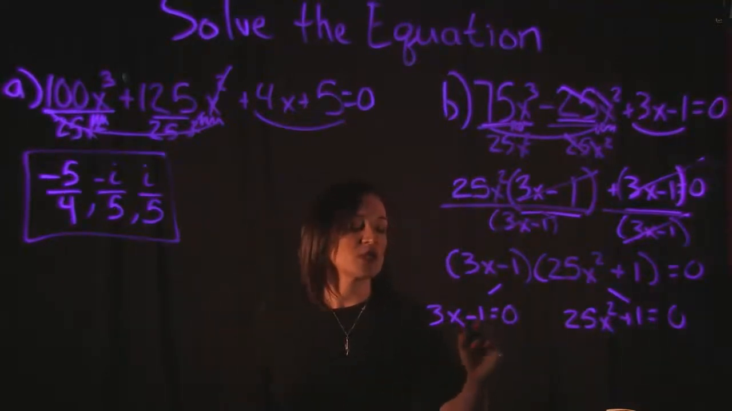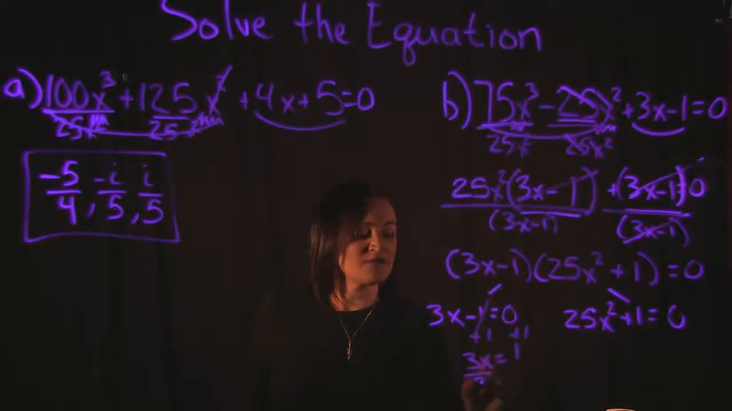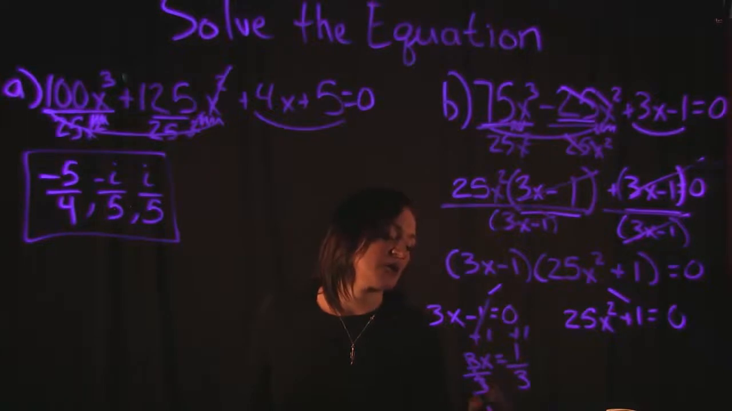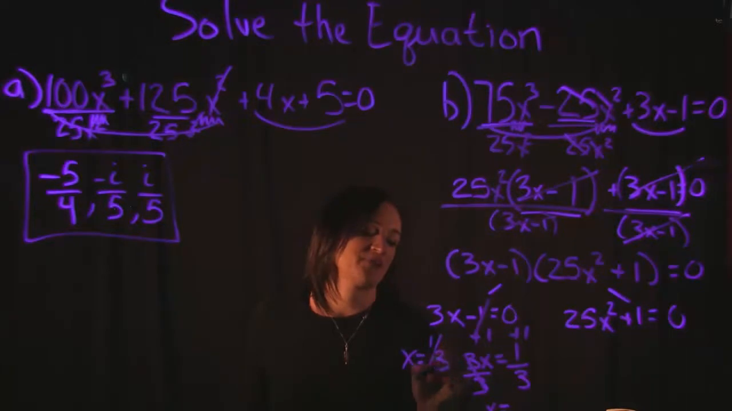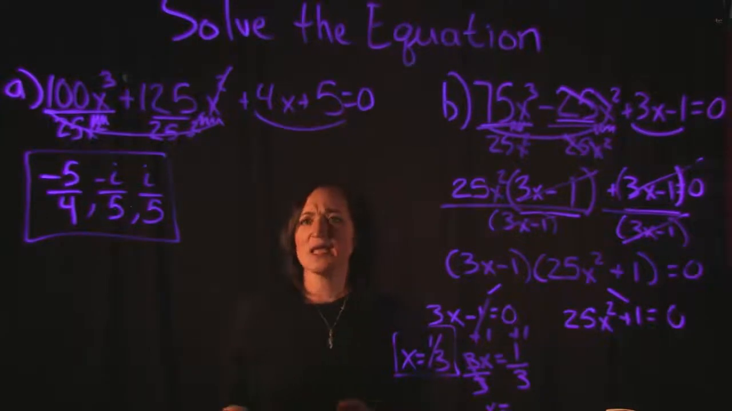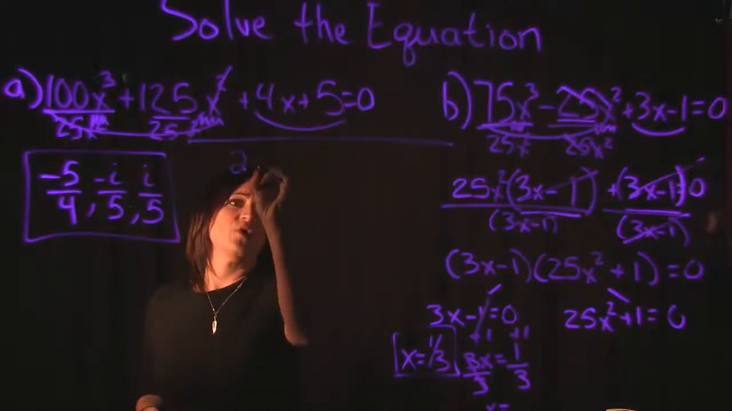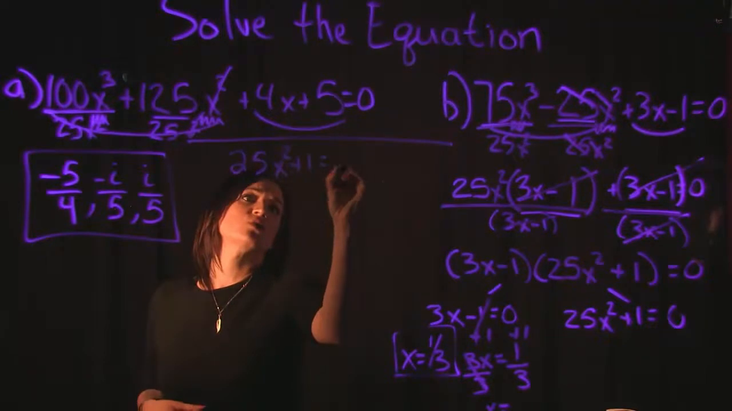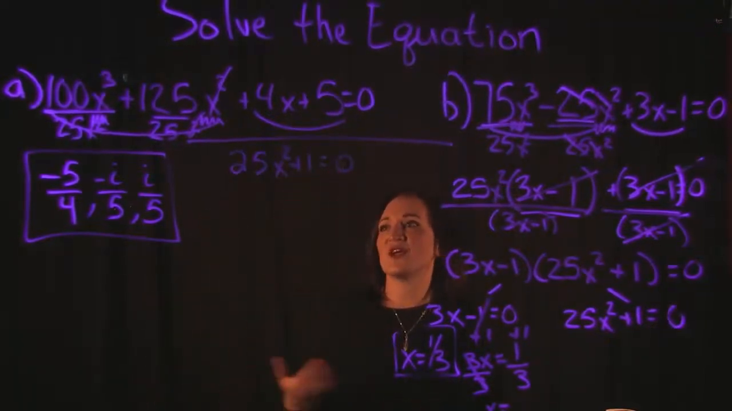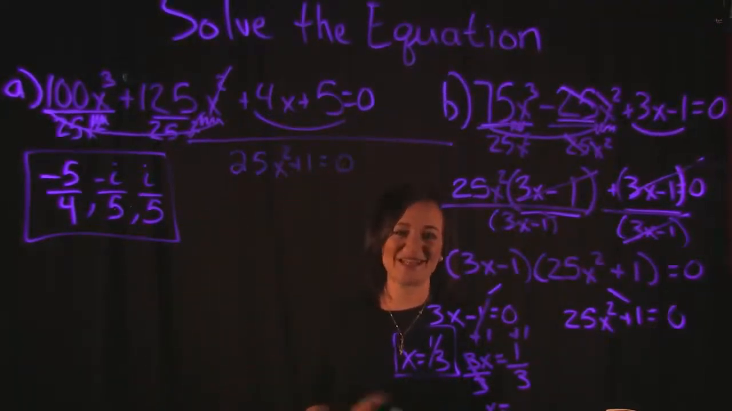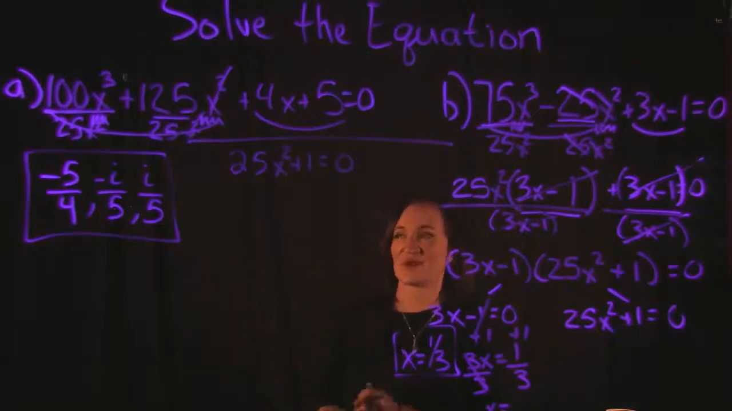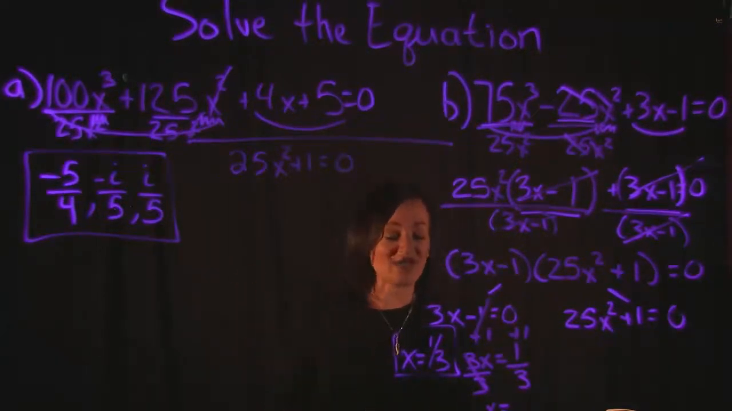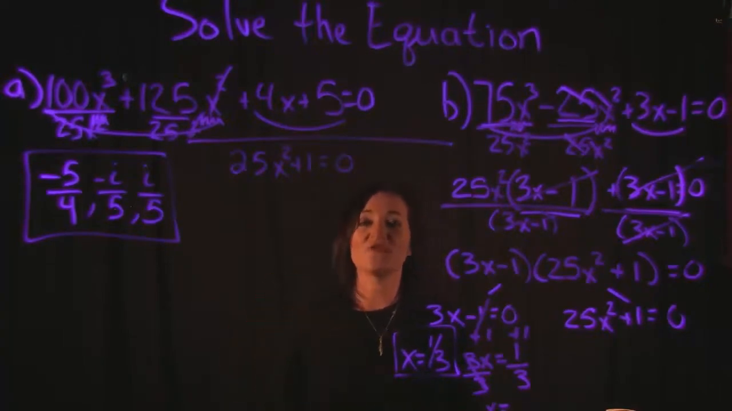Solving our first equation here, all we have to do is add 1 to both sides, and then divide out your coefficient of 3 to get x is equal to 1/3 as our first solution. For our second equation, I'm going to pull that up over here so I have just a little bit more room to work with. If we can see here, we are left with the same exact factor that we had in example A, 25x squared plus 1. So we're going to solve it in the same way.